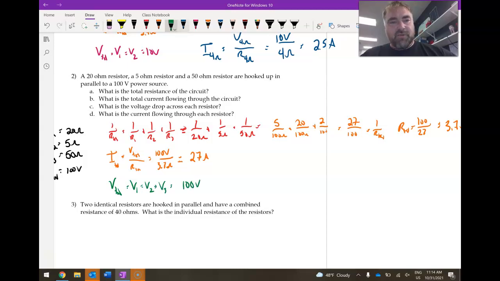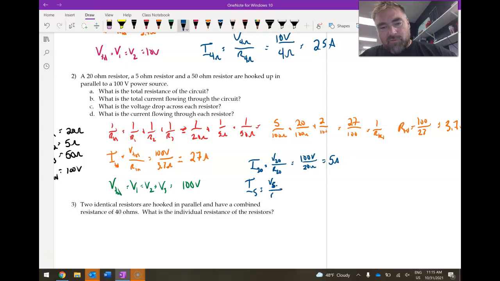And lastly, what is the current through each resistor? So if I want to find the current in the 20 ohm, I'm going to use the voltage across the 20 over the resistance of the 20. So that's 100 volts divided by the 20 ohms, which gives me 5 amps. The current in the 5 ohm will be the voltage across the 5 over the resistance of the 5. So again, 100 volts because it's in parallel over the 5 ohms, which will give me 20 amps.